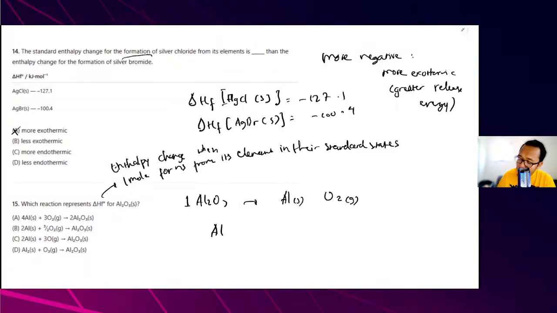Al plus O2 in gas becoming Al2O3. So it will be what? It will be 2Al and then 3/2 O2. So the answer will be B.